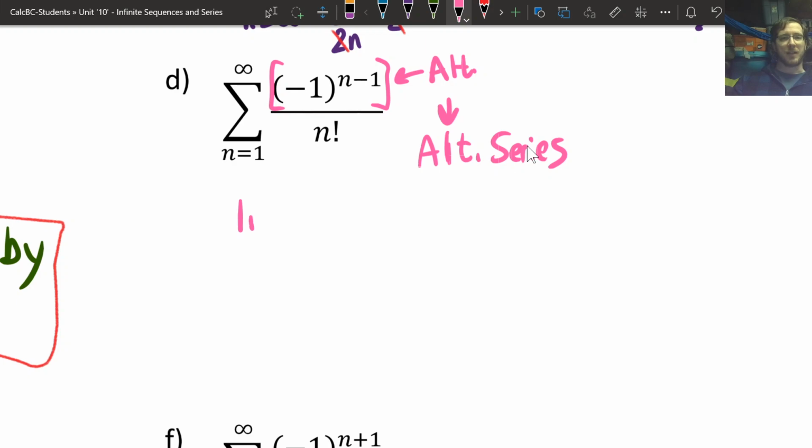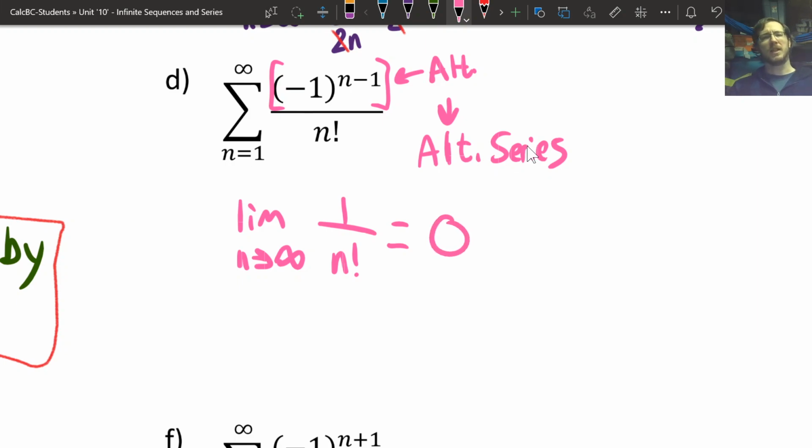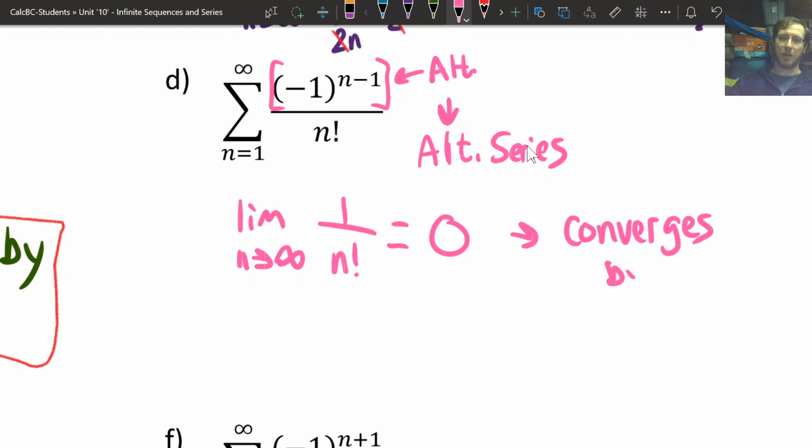So let's look at the limit as n approaches infinity of what's left. Just a 1 left in the numerator, and we have n factorial in the denominator. Again, as n approaches infinity, that denominator is going to grow bigger and bigger, which leads the value of our fraction to go to 0. So that means another winner, convergent by AST.